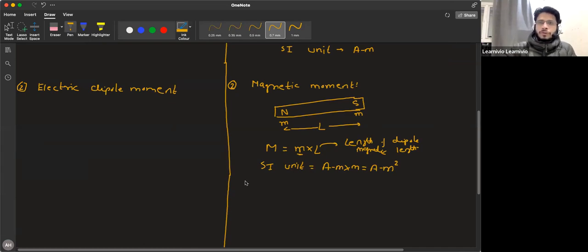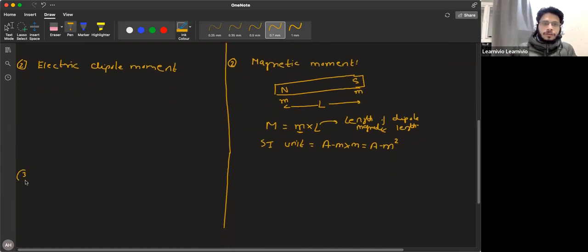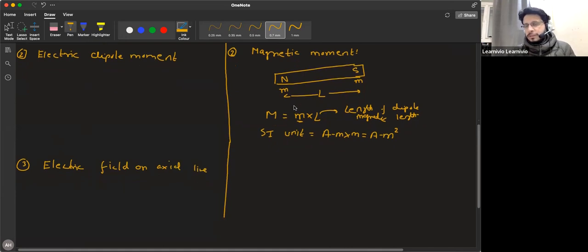After magnetic moment, the third thing that we did for the electric dipole was the electric field on the axial line of the dipole. There is no need to derive these results. These are direct results. You just have to remember them. There's one more thing. This magnetic moment is a vector quantity. Its direction is from south to north.